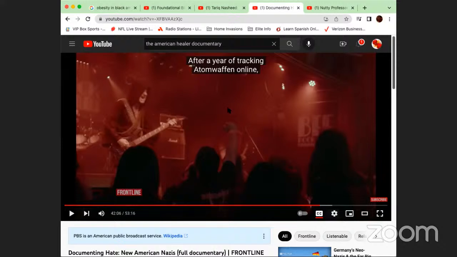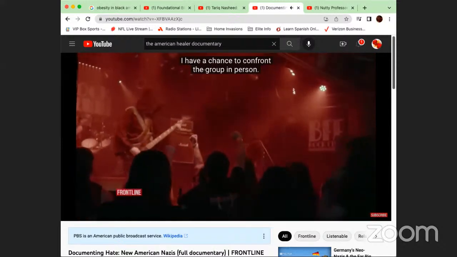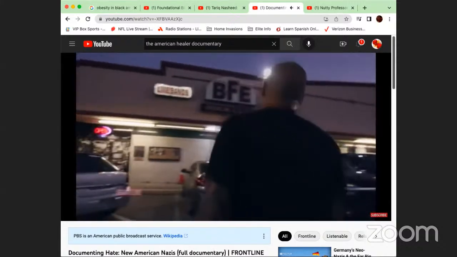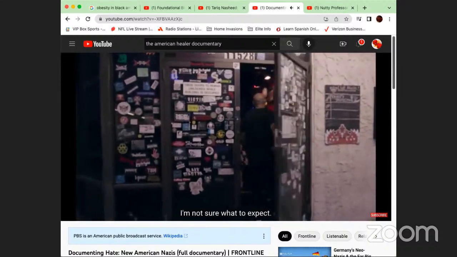Okay, so he's tracking them, this journalist. After a year of tracking Adam Waffen online, I have a chance to confront the group in person. If I do find them inside the club, I'm not sure what to expect.